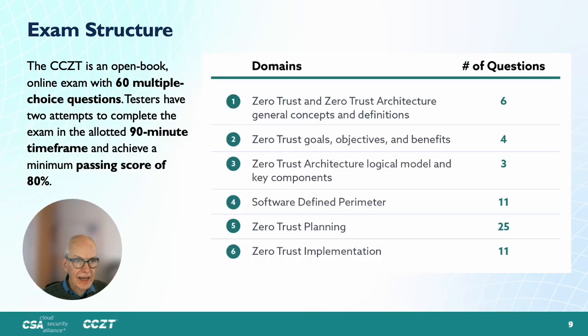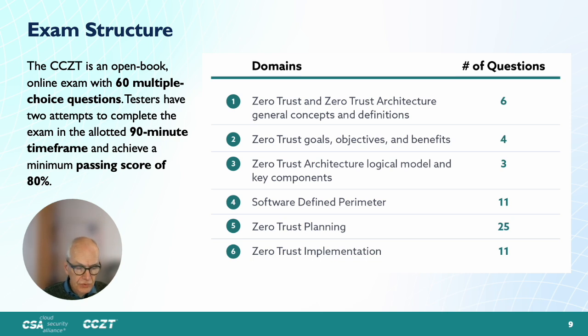Now, the CCZT exam is an open book online exam with a bunch of multiple choice questions. You actually get 2 attempts, so it's more like CCSK, which has a similar exam style. On the right-hand side you see the domains that are part of Zero Trust and the relative number of questions. As you can see, the number 1 domain really is Zero Trust planning, but you don't want to forget any of the others, because that will really not help you pass the exam.